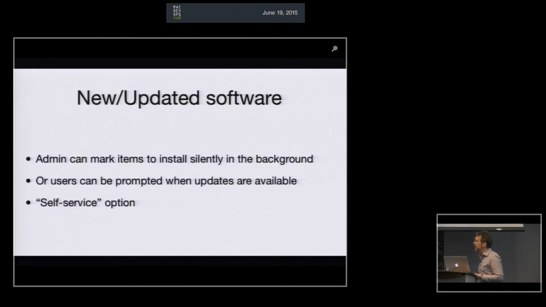You have several options for how you can make software available to people. You can tell Munki to install it silently. Just install it. Don't bother the user. Just do it in the background. Get it done. You can have the user be notified about new things, and then they can say, well, I don't want to install it now. I have to wait until later. Or you can make it completely self-service, where the user is in complete control, not only when they install it, but if they install it at all.